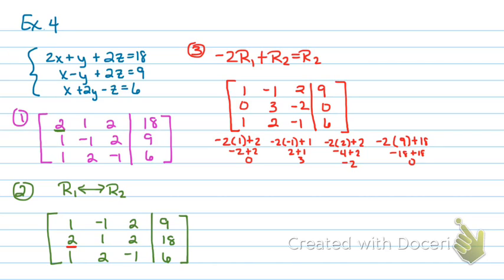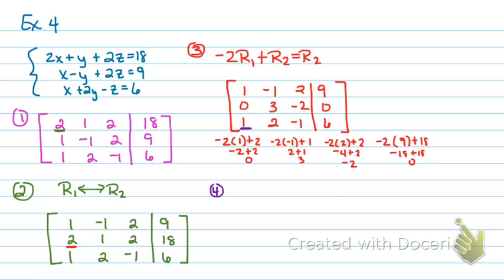So I'm going to change colors here. So next, what do we need? Well, next we need a 0 below the 0 we just found there. So I need a 0 there. So how can I use row 1 or row 2 to help me get a 0 in that spot?